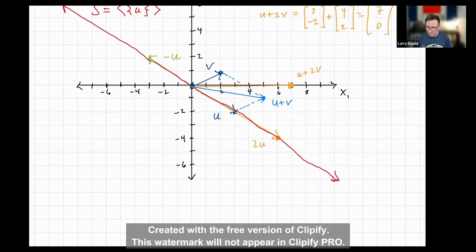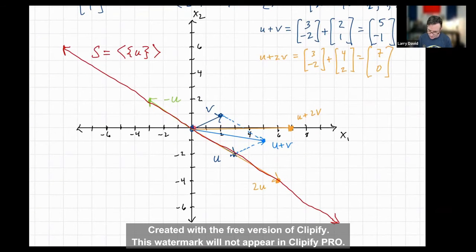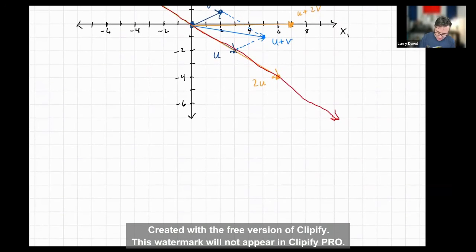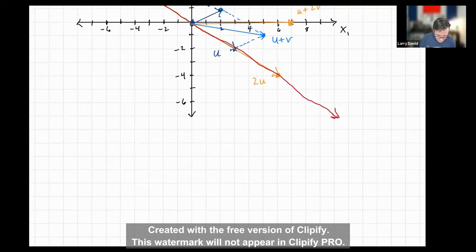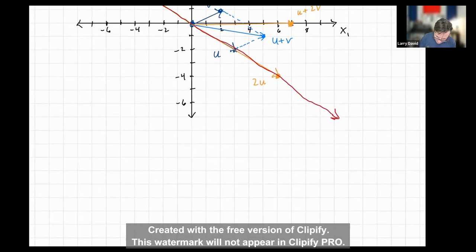In fact, what if I pick a point first and then figure out how would I get to it? What linear combination of u and v would get me there? So let's just pick some arbitrary point. Let's say w is (4, -5).